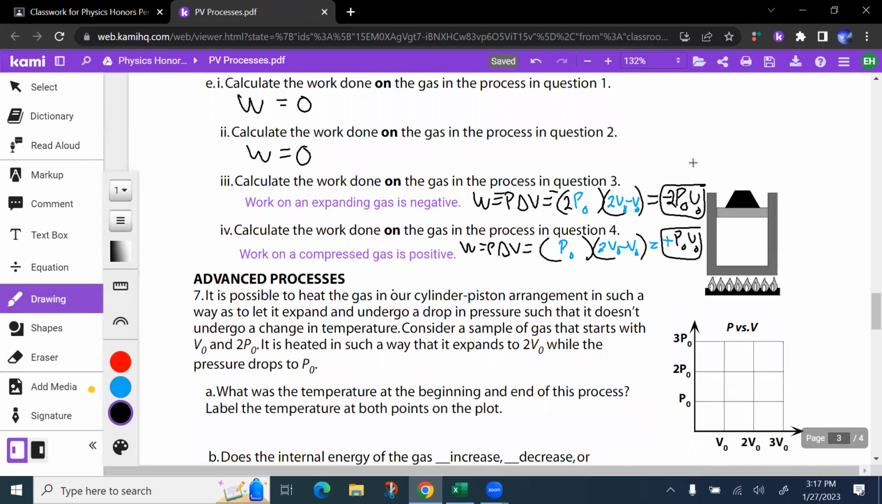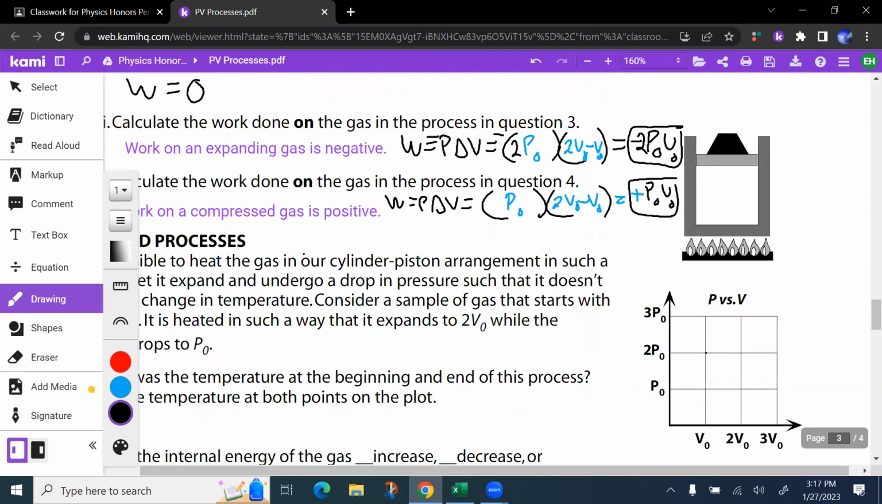Okay, part 7, advanced processes. It is possible to heat the gas in our cylinder piston arrangement in such a way to let it expand and undergo a drop in pressure such that it doesn't undergo a change in temperature. In other words, the pressure rises as the volume drops at the same rate, or vice versa. The pressure might drop as the volume rises at the same rate. And if they rise and drop at the same rate, the temperature, that is the proportion of the product, is not going to change. Consider a sample of gas that starts at V naught and 2 P naught.